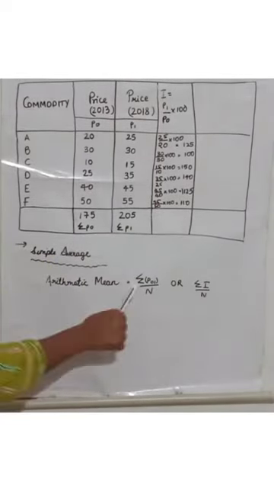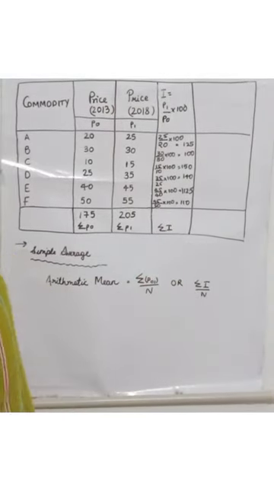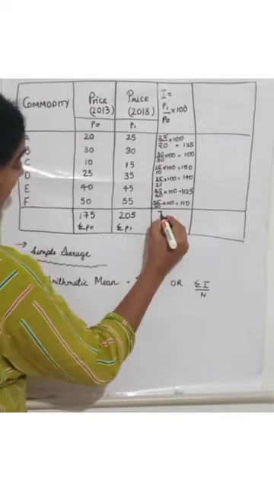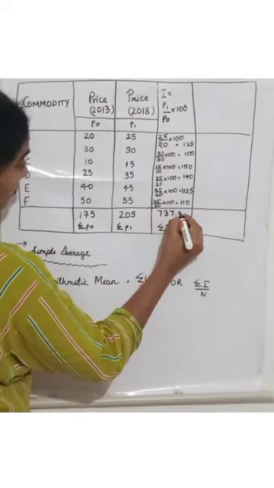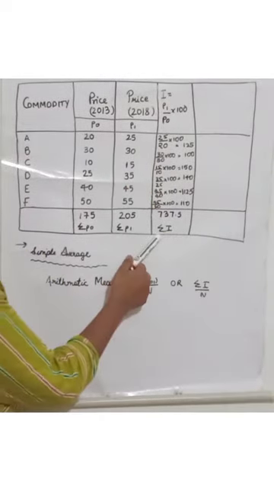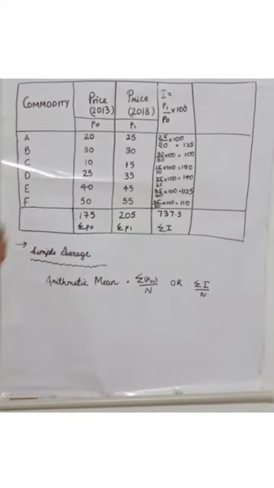We need the summation of I. So let us add up. After addition of all these values, we get 737.5. So is that enough? No. We need to know n. What is n? The number of commodities: 1, 2, 3, 4, 5 and 6.